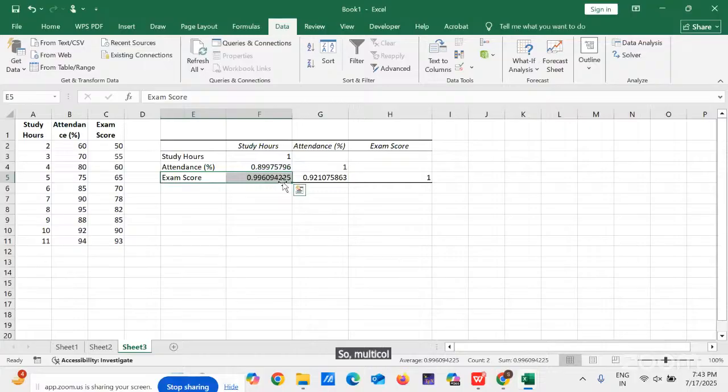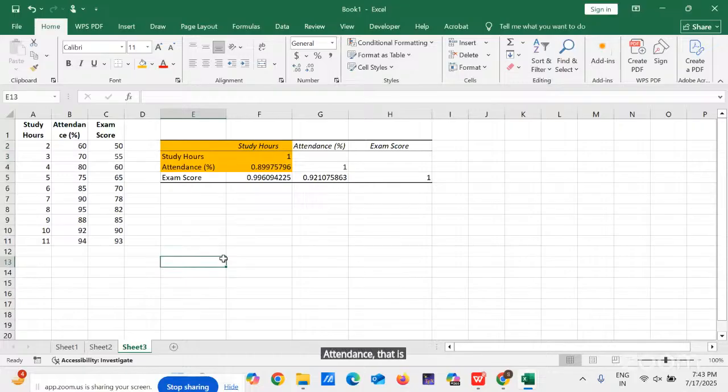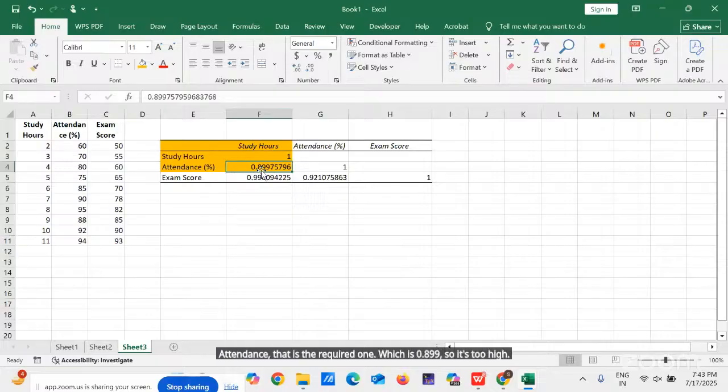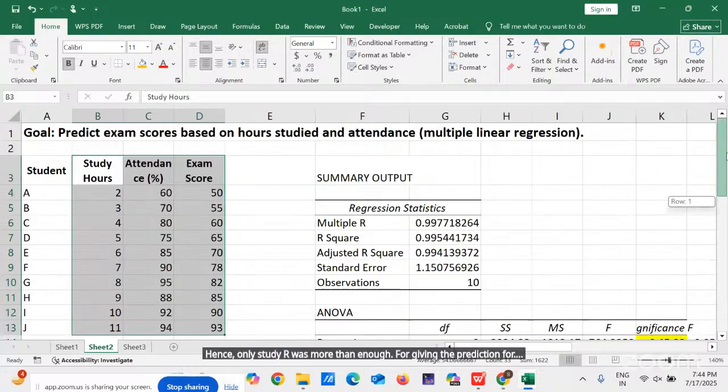So, the multicollinearity assumption. We check it for the independent variables. Hence, we have to check the correlation between study hour and attendance. That is the required one, which is 0.899. So it's too high. Hence, even in the ANOVA, we were getting attendance to be not significant. You can verify it in this way. Hence, only study hour was more than enough for giving the prediction for estimating the exam score.